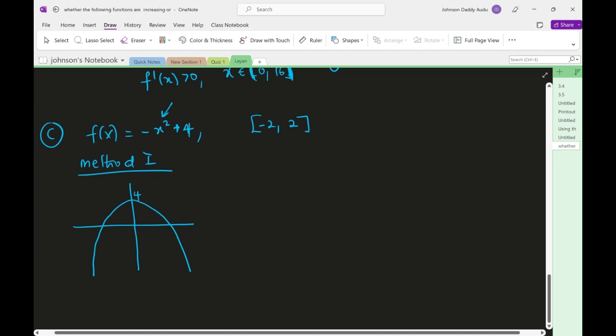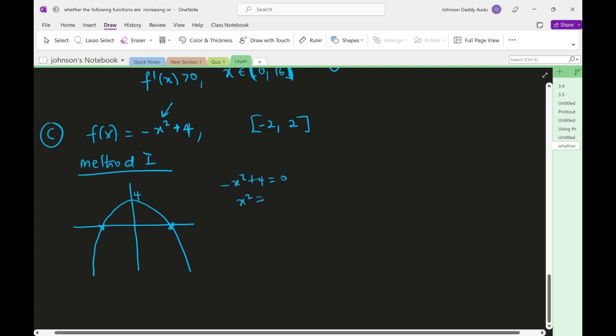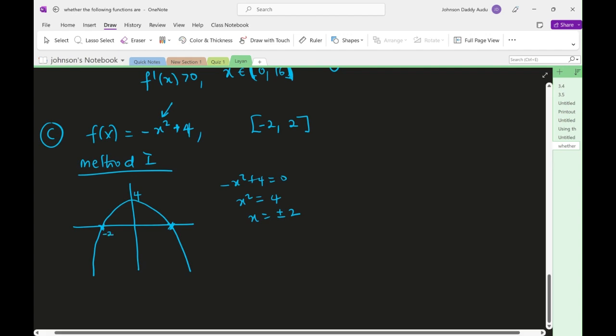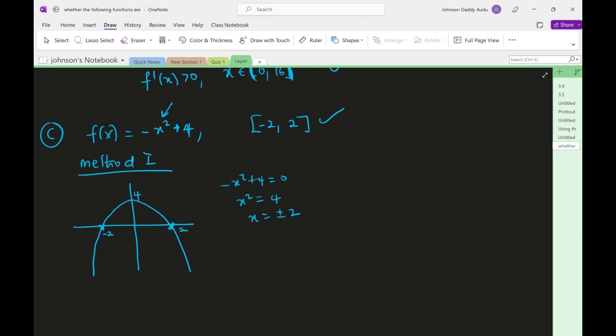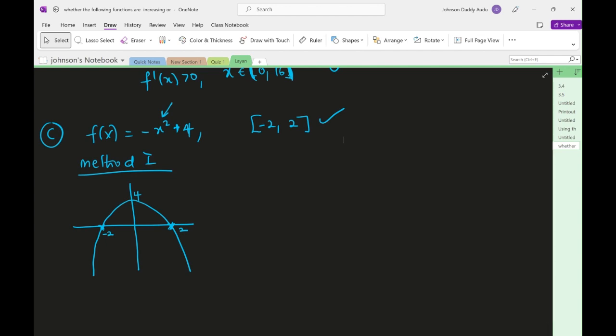So this is 4. Now you need to know what these x values are, and these are just the x-intercepts. If you try to solve minus x squared plus 4 equals 0, you'll have x squared is 4. So x is plus minus 2. And that is our interval actually. So now you see this one is nice. It's a nice question to look at.